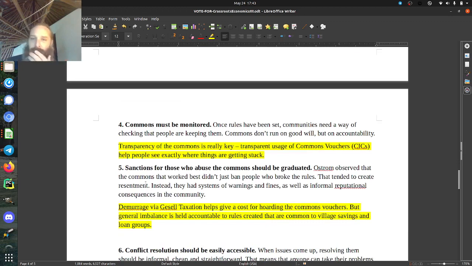Transparency, monitoring the commons. We put a lot of effort into making sure people understand and can see the flow, and can also look at imbalances in credit in their system. Where are things getting stuck?